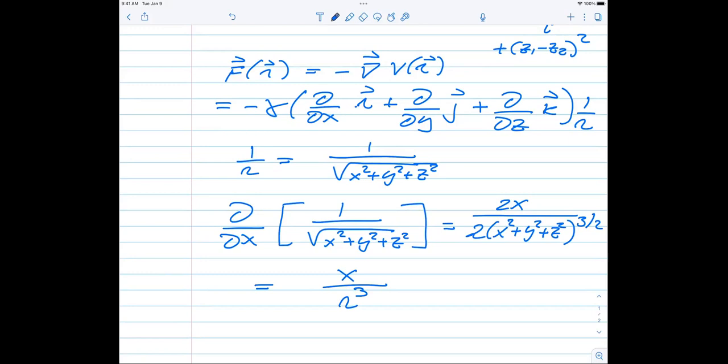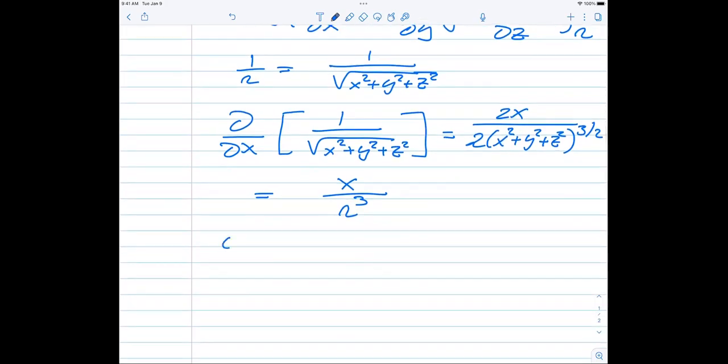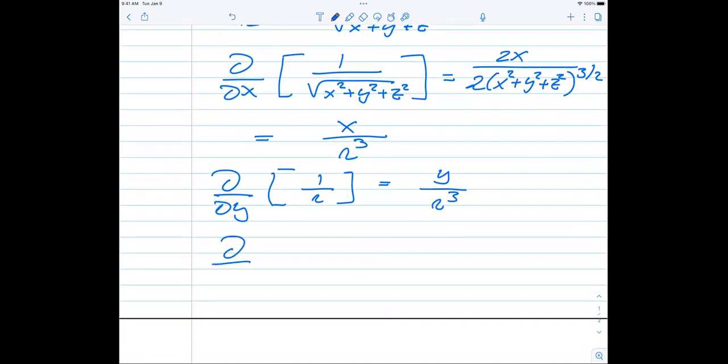So you would see the same if you take the y direction and the z direction. You would basically get the same. If I do the derivative with respect to y of the same expression, 1 over r, what we're going to get is y divided by r cubed. And then I have dz of 1 over r, which is equal to z divided by r cubed. And then I can bring everything together.